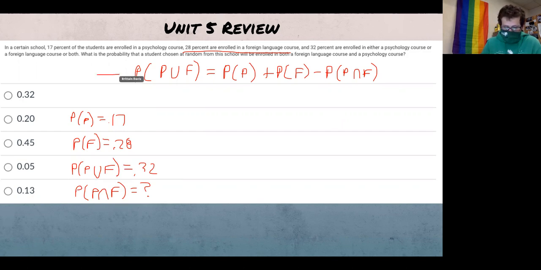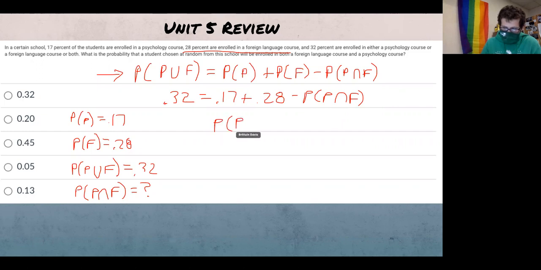Again, this is my general addition formula for multiple events. Now let me plug in what I know. I know the probability of being in either one of them is 0.32. The probability of psychology is 0.17. The probability of foreign language is 0.28, minus what I don't know, which is the probability of psychology and foreign language. When I add all this up and do the algebra, I'm just going to skip past the algebra. The probability of being in psychology and a foreign language is 0.13.